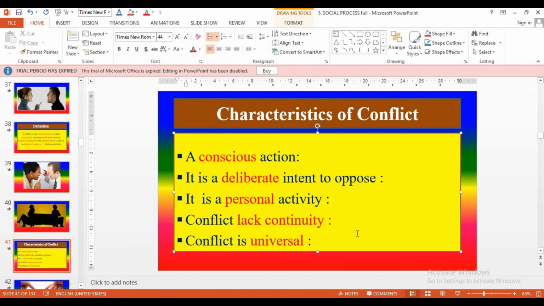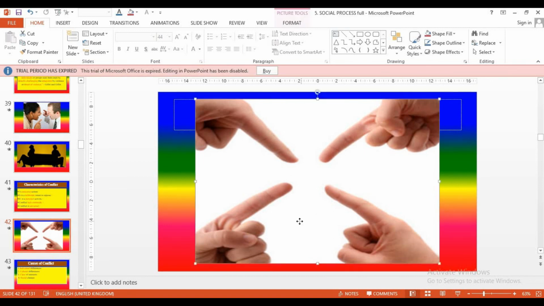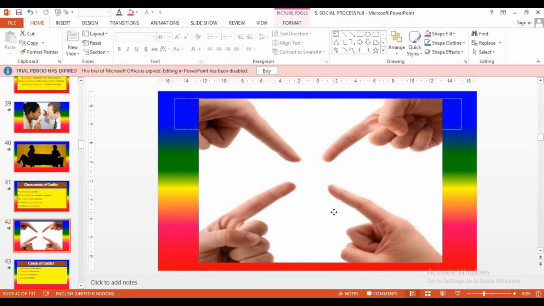Then conflict is a universal phenomenon. Everywhere we can see conflict: in family, in educational settings, in occupational settings, in community settings, between groups, between organizations, etc. So the simple words used to memorize: conscious, deliberate, personal, lack of continuity, and universal. Look at this. Against each other.